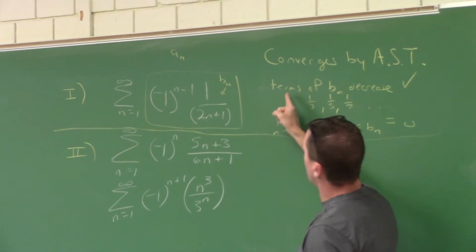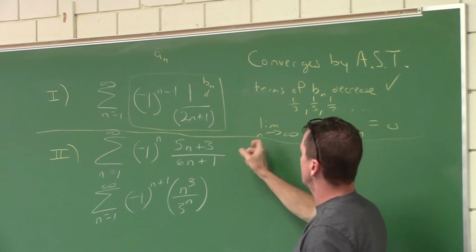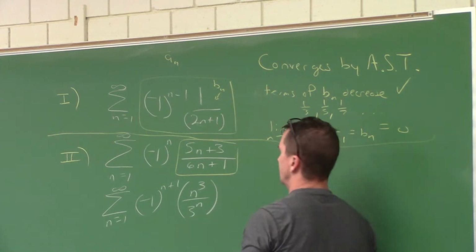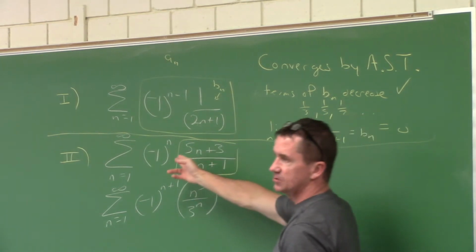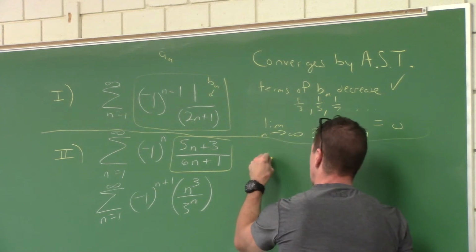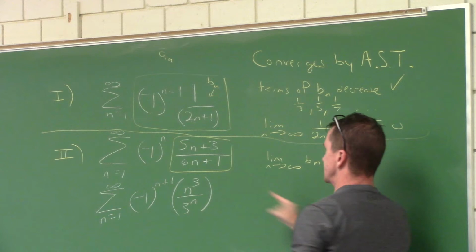Let's focus on part 2. I know the terms have to decrease, but what is the limit of b sub n? Before you just automatically think the limit's always 0, oh, converges by alternating series test. Everyone, I'm going to write this down. What's the limit as n approaches infinity of b sub n? Just this part.